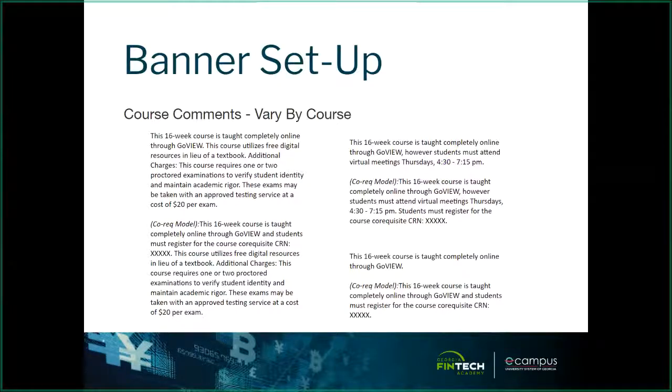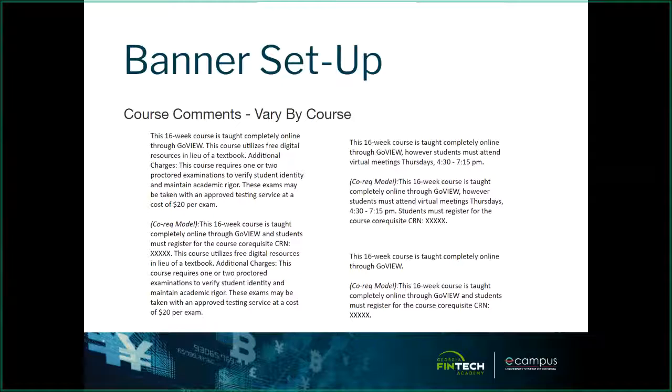So the Scenario 2 option where you have the co-requisite or concurrent prerequisite, those comments have co-req model in parentheses at the beginning. And these are not all of the course comments that exist for these 10 courses, but a few of the examples. So it includes information about the course being 16 weeks and taught online through GoView. They might include information about textbooks. If there is a free textbook or a low-cost textbook option, it may have that comment there. It may have information about proctored exams if those are required.